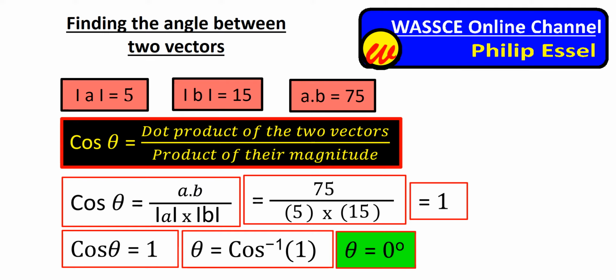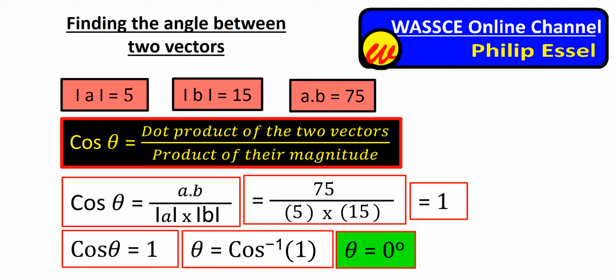Note that when two vectors are parallel and moving in the same direction, the angle between them is 0 degrees. When they are parallel and moving in opposite directions, the angle between them is 180 degrees. When they are perpendicular to each other, the angle between them is 90 degrees. So we can use this formula to also determine whether two vectors are parallel or perpendicular to each other.